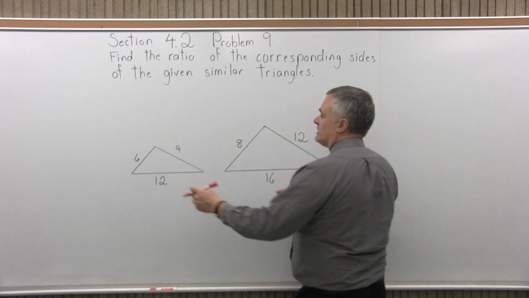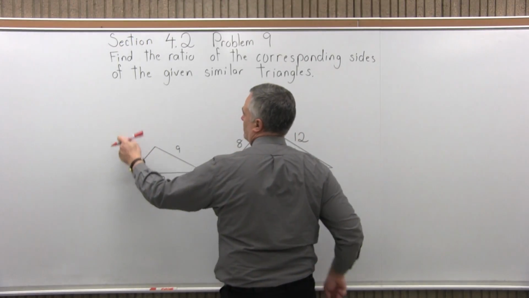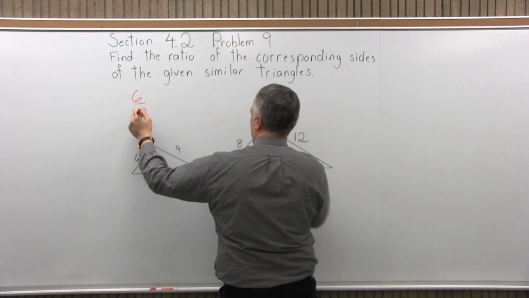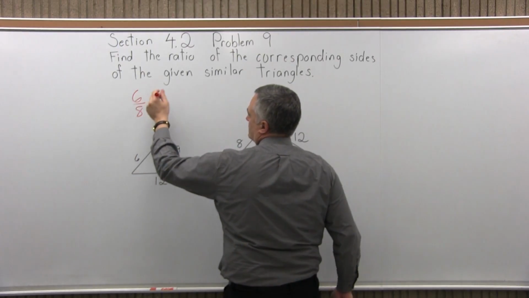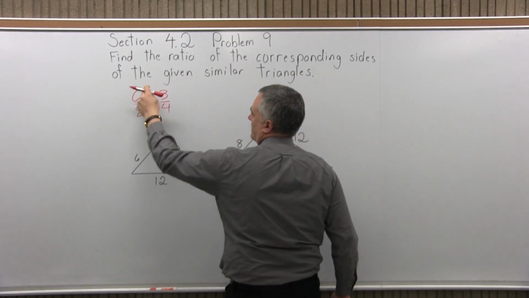So let's say we did left side to left side. So from the first triangle, you'd have 6 to 8 for the second one, left side to left side. You can reduce that to 3/4, right? You can cut both in half.